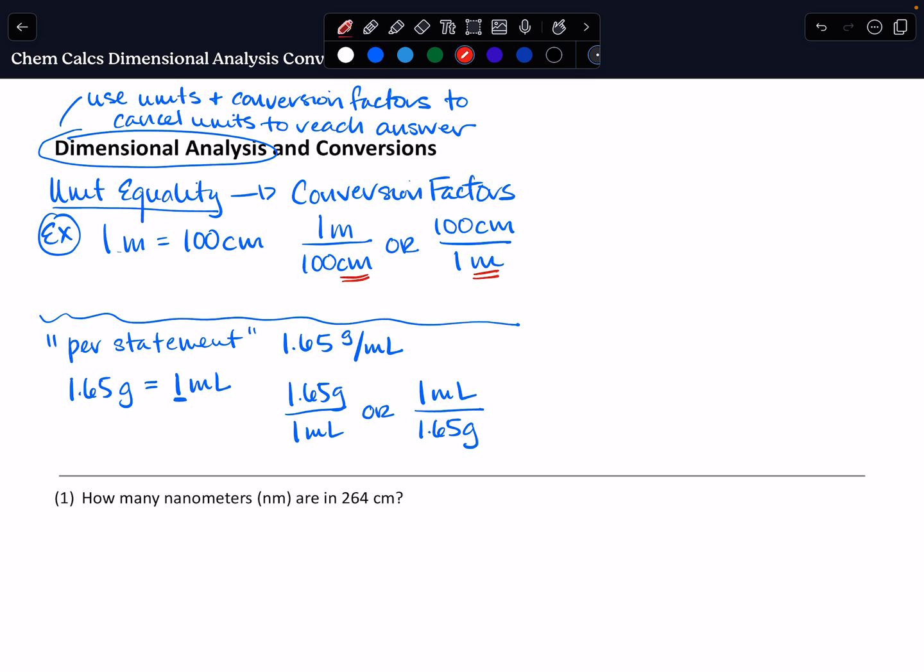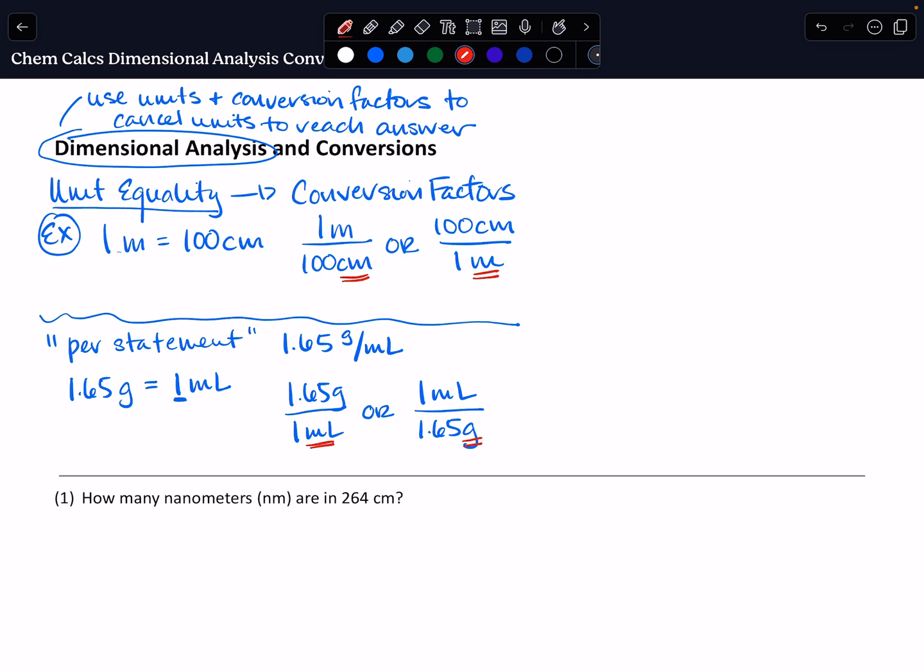And again, just like I said above, you're going to choose the conversion factor you use based on what unit you're trying to cancel. So if I'm trying to cancel milliliters, I'm going to choose the conversion factor with milliliters in the denominator. If I'm trying to cancel grams, I'm going to choose the conversion factor with grams in the denominator.